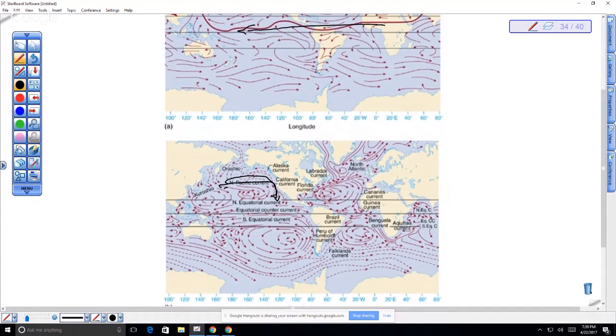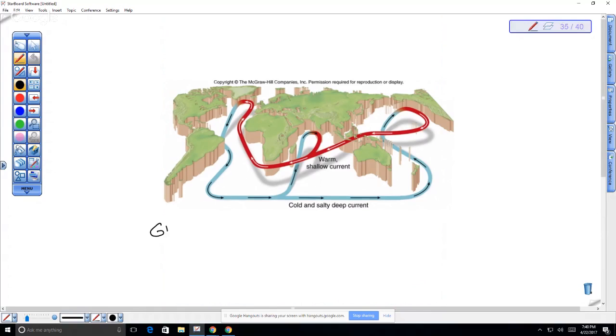And so this actually brings cold water. So if you've ever swam off the coast of California, the ocean water is much cooler than the ocean off the coast of Florida. And that's because water is coming this direction and coming down, but in Florida, it's actually coming up. And so this movement of water is sometimes referred to as the global conveyor belt. So this is the global conveyor belt.